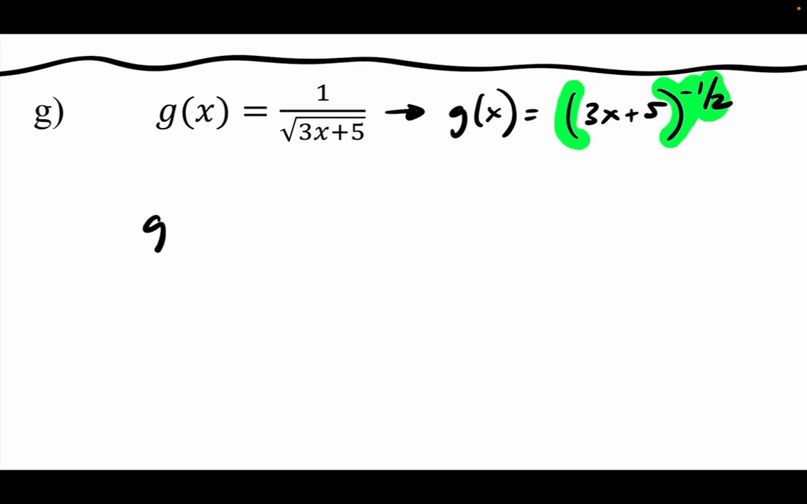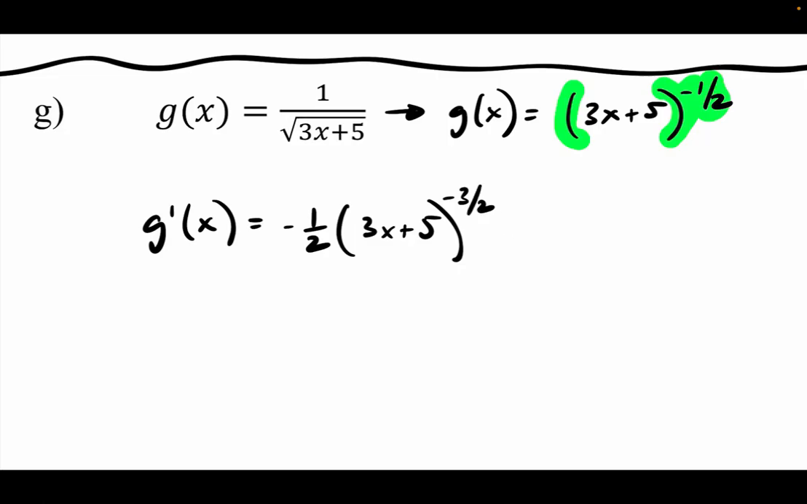Okay, so here we go. G prime, something to the negative 1/2 power. It's to the negative 1/2, so I'm going to have to subtract 1, right? So it's going to be negative 3/2. Chain: times the derivative of the inside. The derivative of the inside was positive 3.